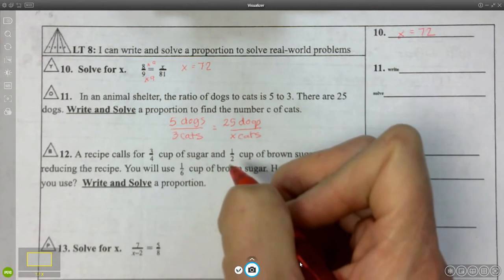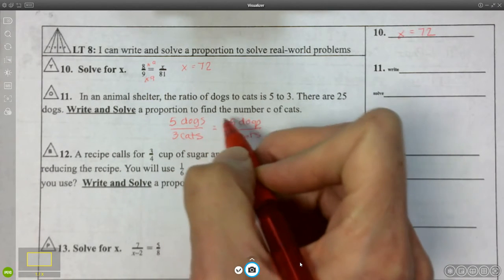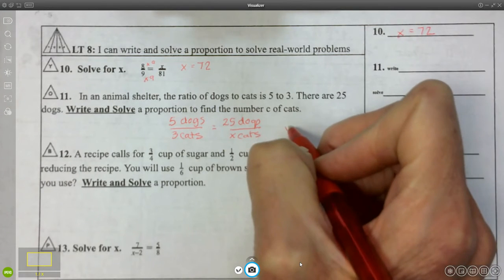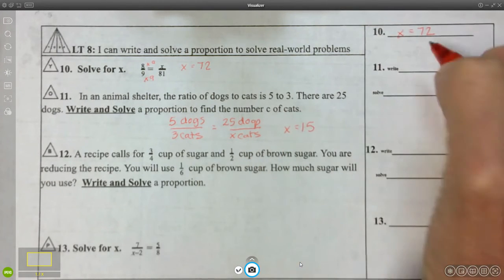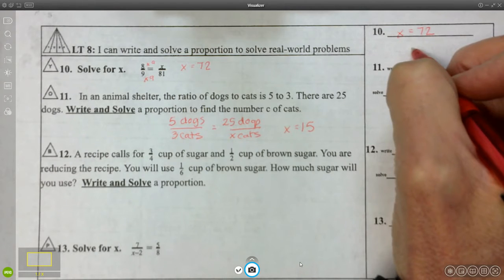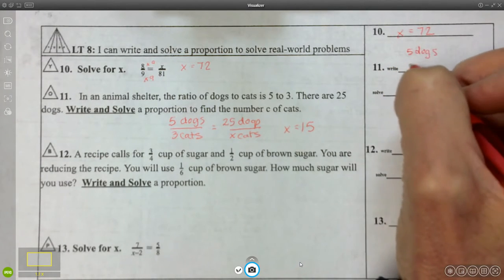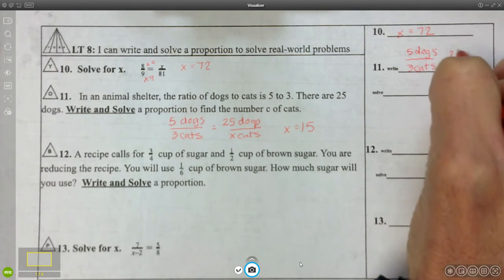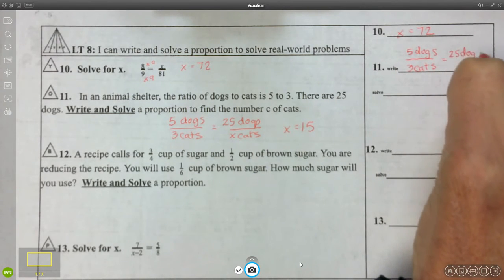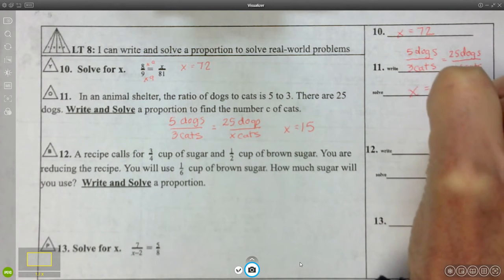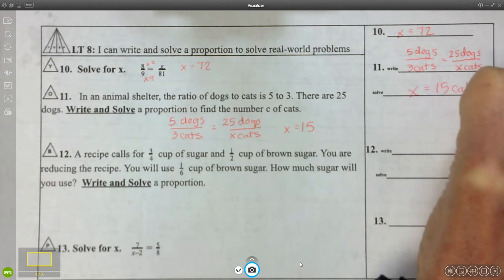25 times 3 divided by 5. Or you could see 5 times 5 is 25, 3 times 5. So X is going to be 15. And you're going to write and solve. So first write 5 dogs to every 3 cats is equal to 25 dogs. And we're trying to figure out how many cats that would be in a proportion. So the X ends up being 15 cats, makes that proportional.